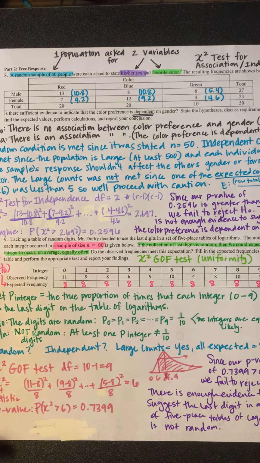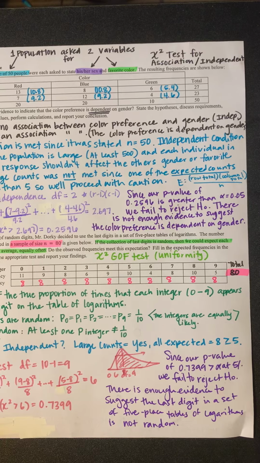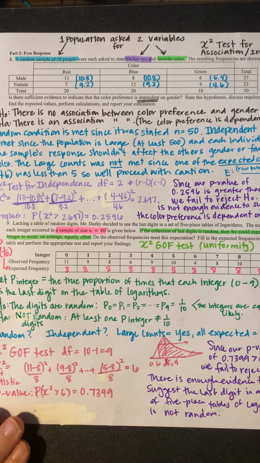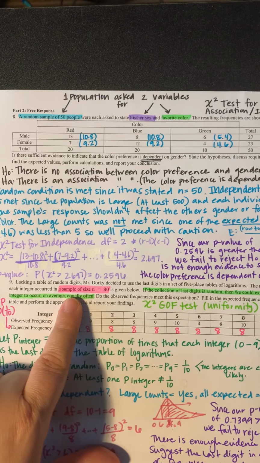For this one, define your p of integer. That's your proportion of each integer showing up. Your H0 should be that the digits are random, like each one of them shows up 1/10 of the time. Or you could say something like the integers are equally likely. Your Ha should be that they're not random, or at least one of those p of integers does not equal 1/10. For the random condition, it didn't say that you had a random sample.